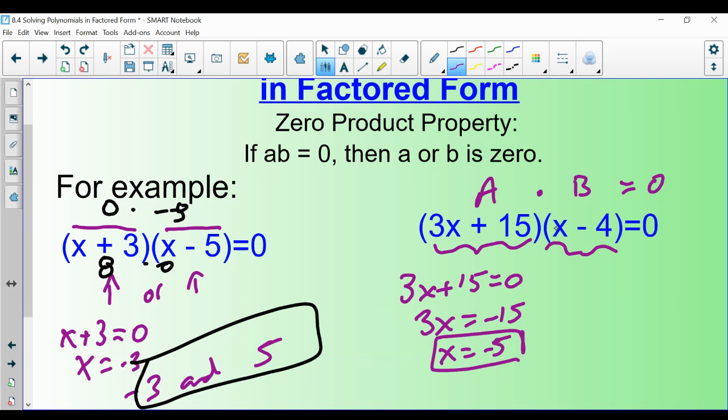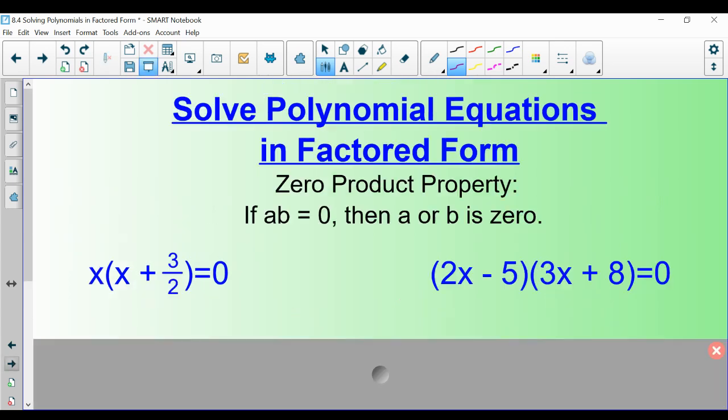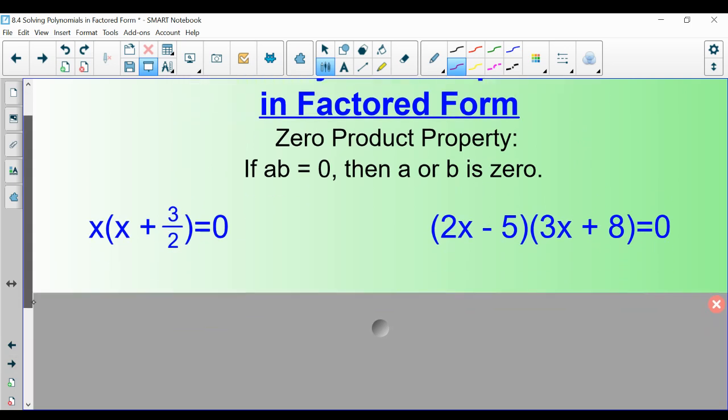Do the same thing with this one here. What makes this one 0? That would be +4. If you didn't see it right away, you can set it equal to 0, solve for x, add 4. Those are your two answers. That's hopefully pretty straightforward. Some of the problems might get a little bit more challenging here.